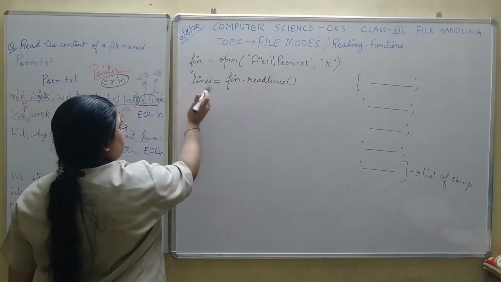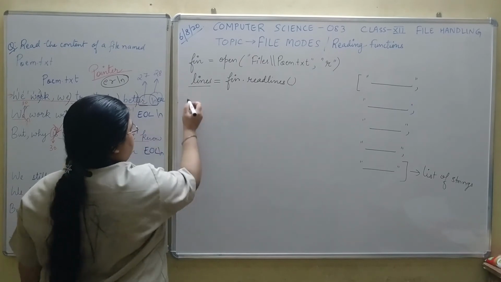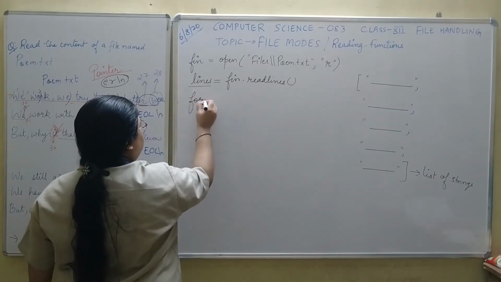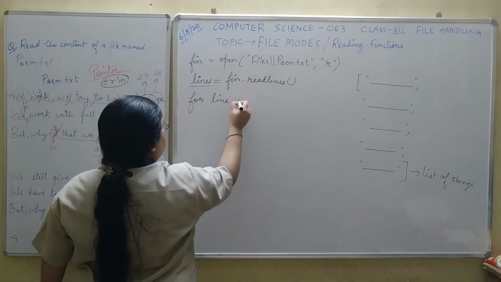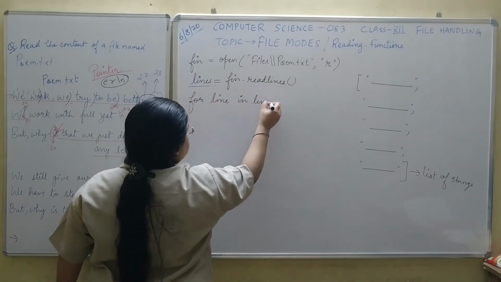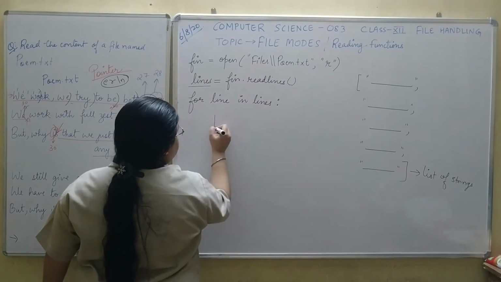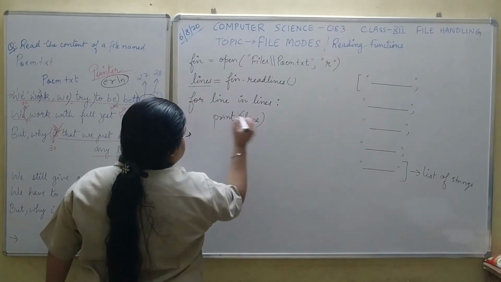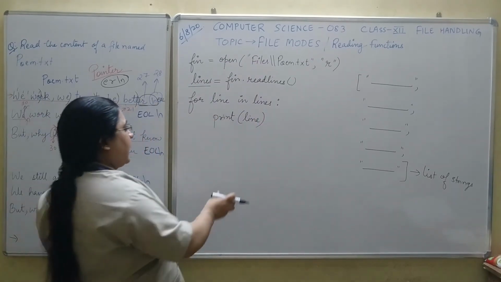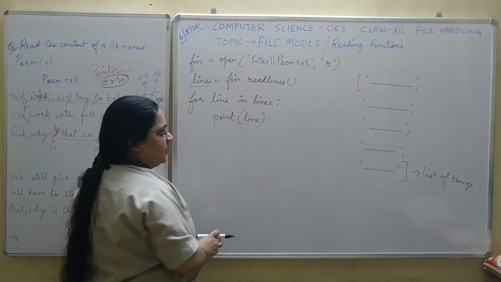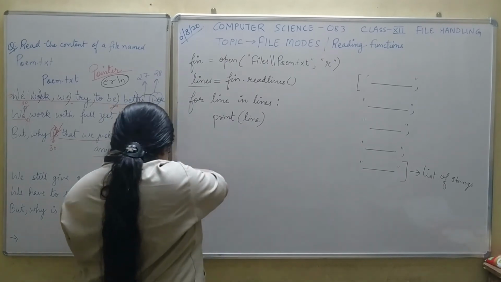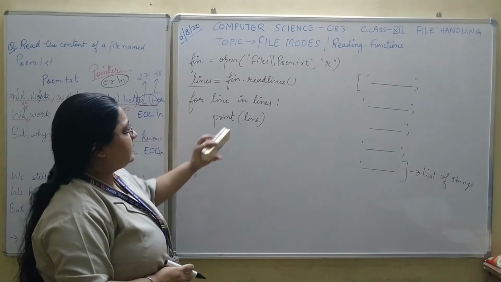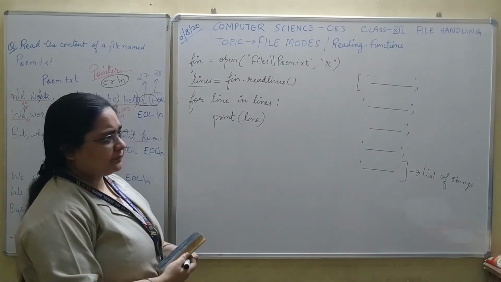So what you can do is read all the lines at once and then start processing them one by one. Like: for line in lines: print(line). So what will happen? Every line can be considered and processed according to the user's requirement. So this is the readlines function.